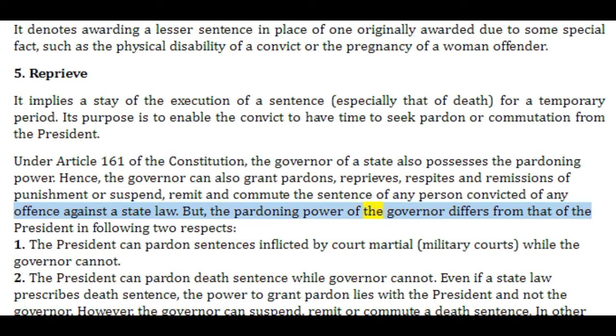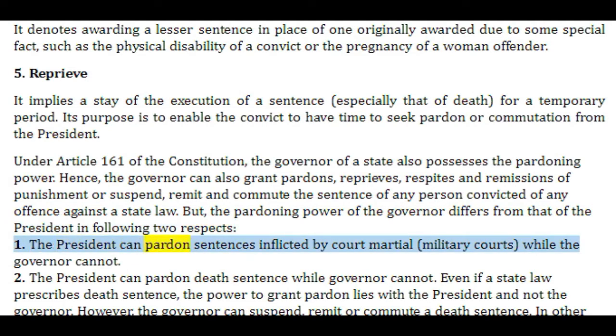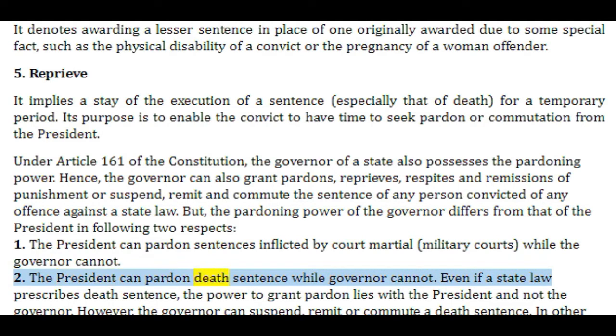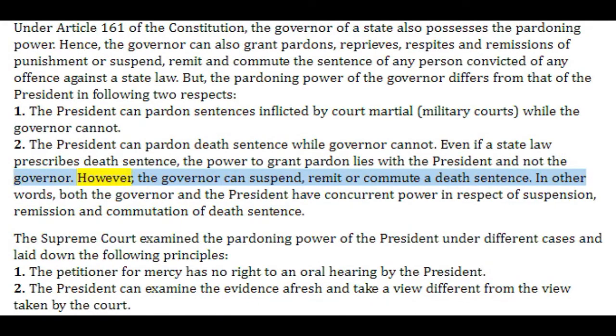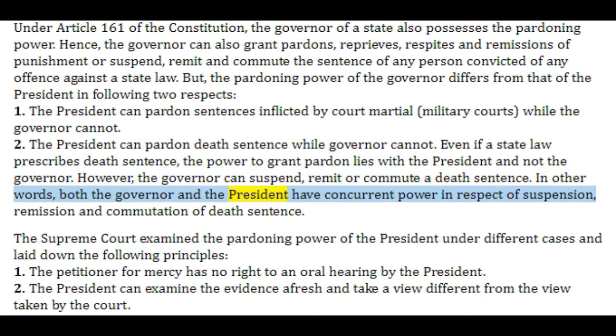But, the pardoning power of the Governor differs from that of the President in the following two respects. 1. The President can pardon sentences inflicted by court-martial, military courts, while the Governor cannot. 2. The President can pardon death sentence, while the Governor cannot. Even if a state law prescribes death sentence, the power to grant pardon lies with the President and not the Governor. However, the Governor can suspend, remit or commute a death sentence. In other words, both the Governor and the President have concurrent power in respect of suspension, remission and commutation of death sentence.